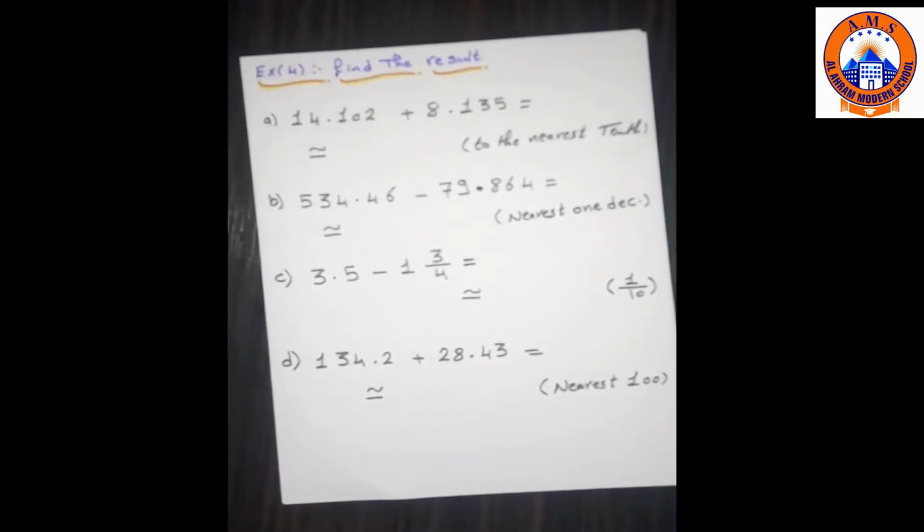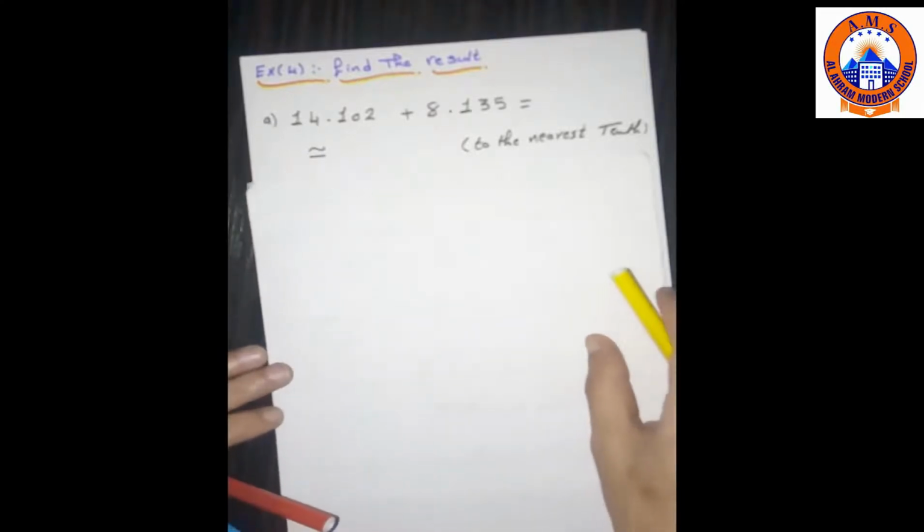Let's move to another question, question number 4. Find the result. We're going to make the operation, whether it is addition or subtraction, then we will approximate the result according to the bracket. So first, let's make question number A.